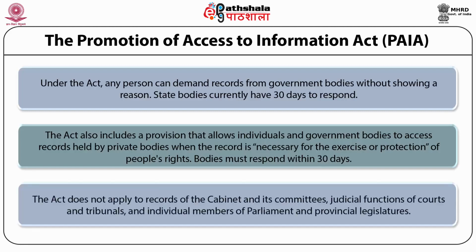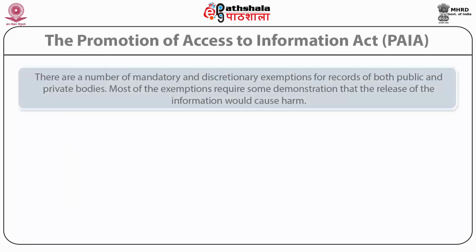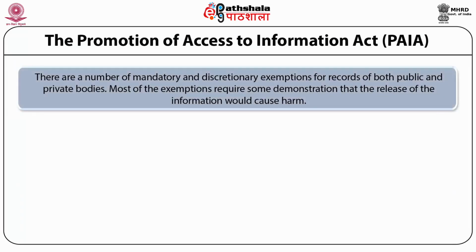However, the Act does not apply to records of the cabinet, much like in India, and its committees, judicial functions of courts and tribunals, and individual members of parliament and provincial legislatures, right? These are decision makers in government, essentially, and the Act says it does not apply to these people. The cabinet and the committees, which is the executive, the judicial functions of courts and tribunals, the judiciary, and the individual members of parliament and provincial legislatures, that is the legislature. So the Act does not apply, essentially, to the three organs of government. There are a number of mandatory and discretionary exemptions for records of both public and private bodies.